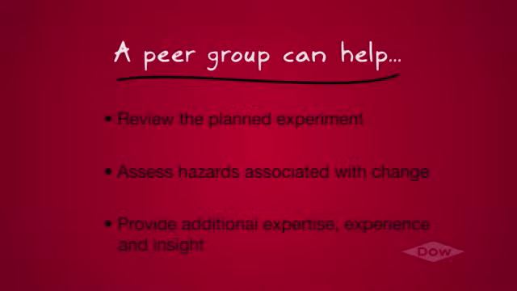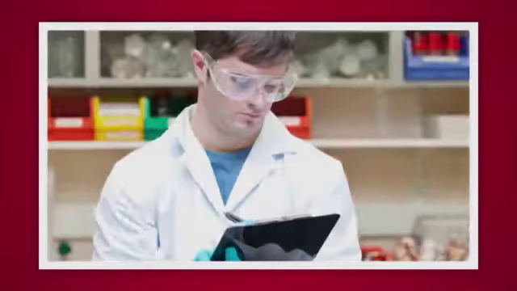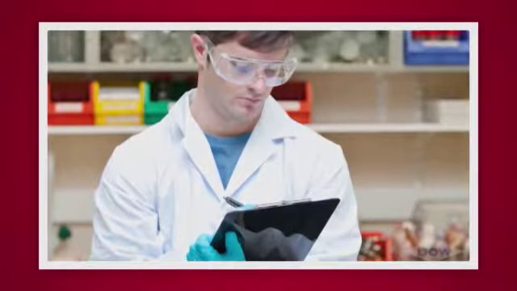We first start at the General Considerations section of the grid. In this section, you will be asked to consider putting together a peer group to check out your ideas before you proceed. A peer group can help you review the changes you've planned to your experiment, assess the hazards associated with the project change, and, perhaps most importantly, provide additional expertise, experience, and insight. The more complex the process, the more important it is to have a second or third or fourth set of eyes. Your reviewers may identify hazards that were not evident in your project plan.